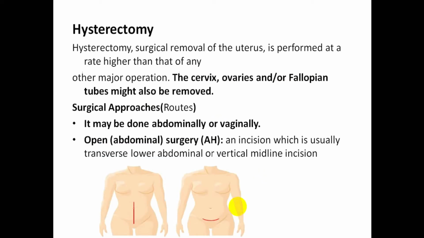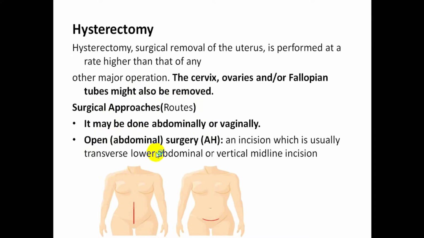Another aspect of gynecological surgery, hysterectomy. It is common in the postmenopausal period and with abnormal uterine bleeding. Hysterectomy, the surgical removal of the uterus, is performed at a rate higher than that of any other major operation. The cervix, ovary, and/or ovarian tube may also be removed. Surgical approach, either abdominal or vaginal, open or abdominal surgery.